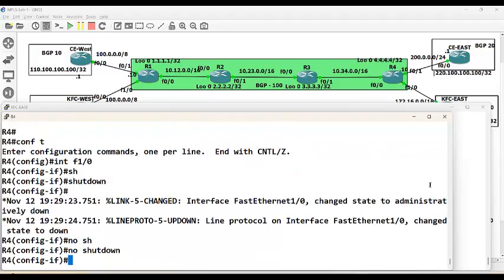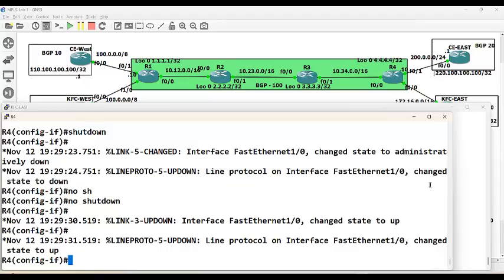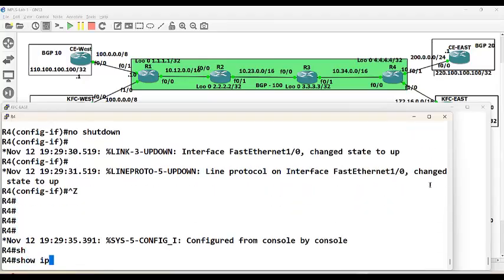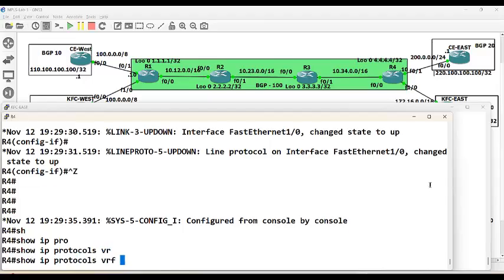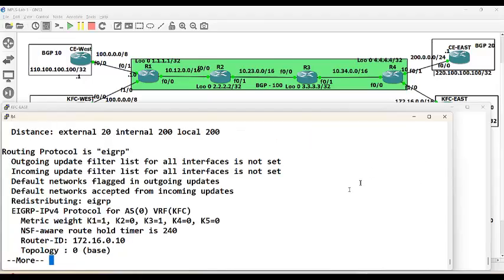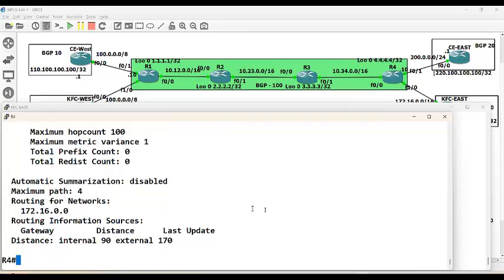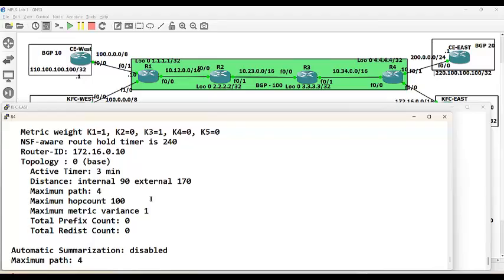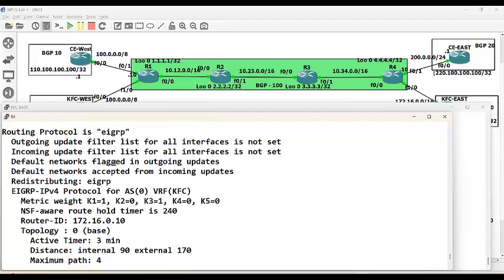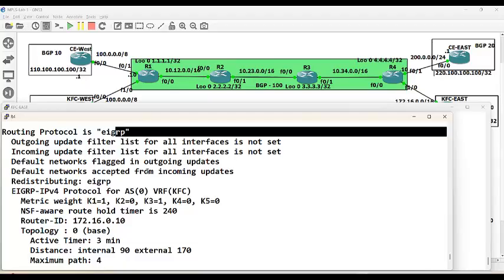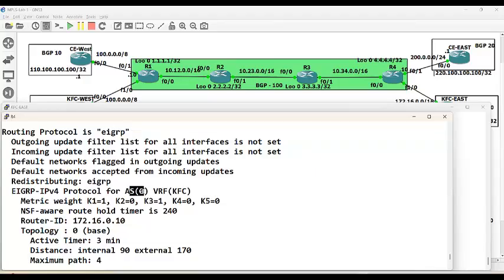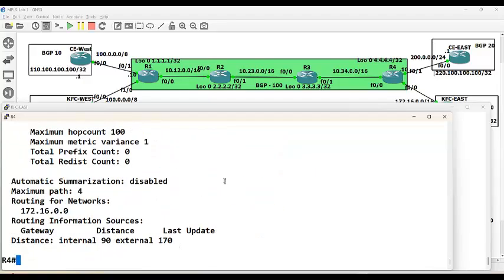Oh, shit. Show IP protocol VRF KFC. I have the EIGRP routing protocol running on this one, but where is the autonomous system number? Oh no, the autonomous system number is missing. That's not correct. I should give 10.